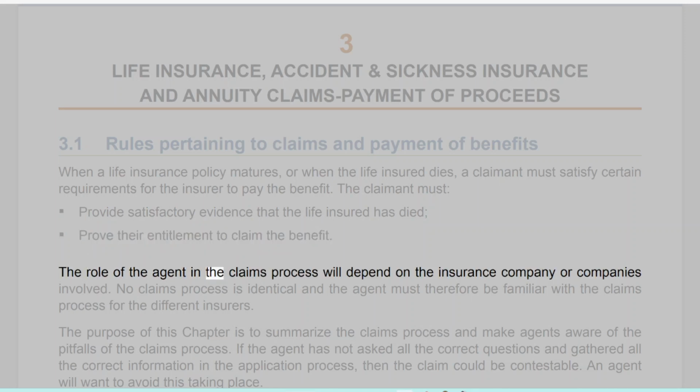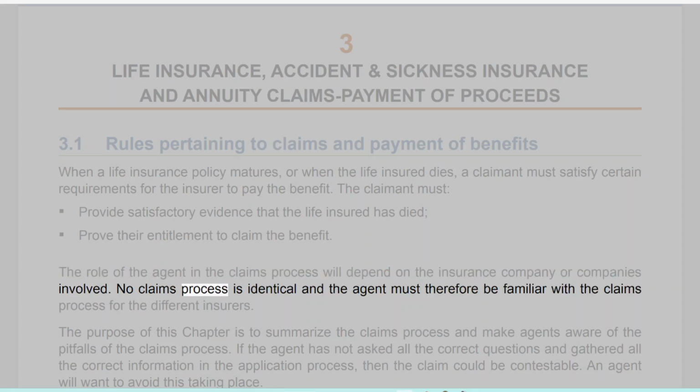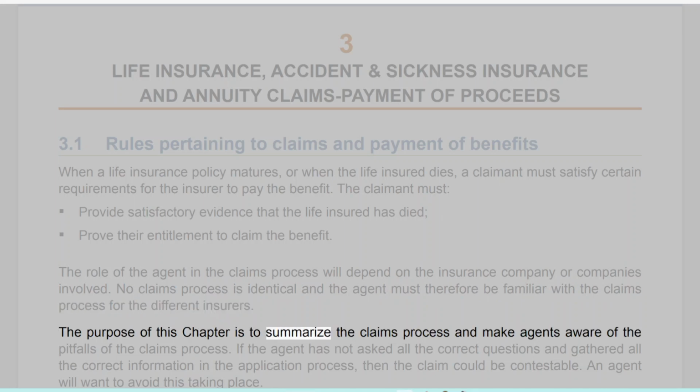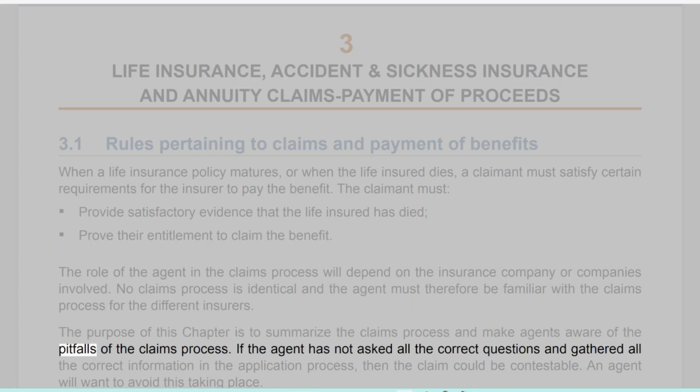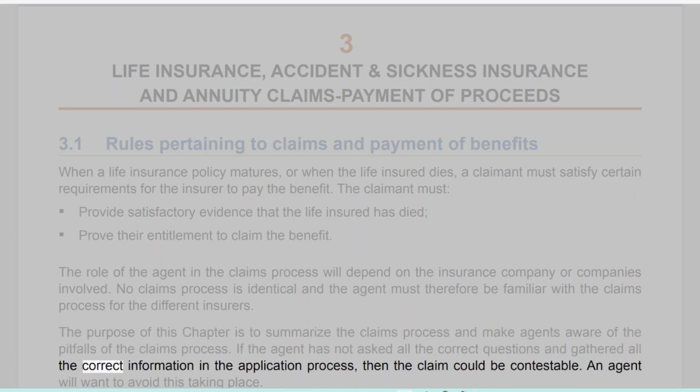The role of the agent in the claims process will depend on the insurance company or companies involved. No claims process is identical and the agent must therefore be familiar with the claims process for the different insurers. The purpose of this chapter is to summarize the claims process and make agents aware of the pitfalls of the claims process. If the agent has not asked all the correct questions and gathered all the correct information in the application process, then the claim could be contestable. An agent will want to avoid this taking place.